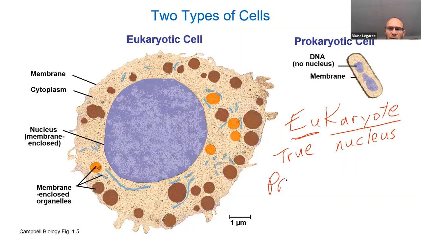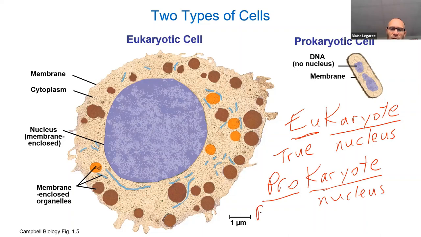Prokaryote, if you look at the name of that, we've got karyote, so we know that this means nucleus. And pro actually means before in Greek. So whoever named these was thinking about it in terms of believing that prokaryotic cells are more primitive and evolutionarily existed before eukaryotes. So that's where the name was inspired from.